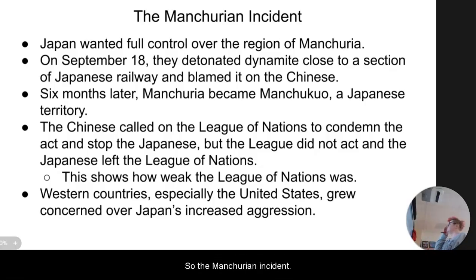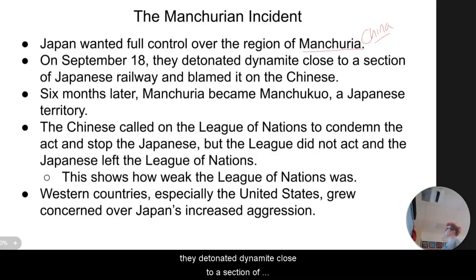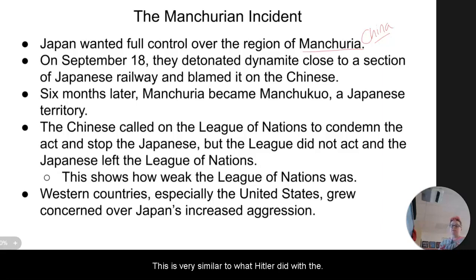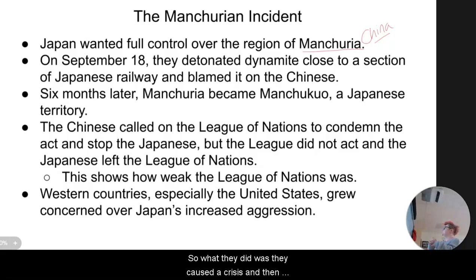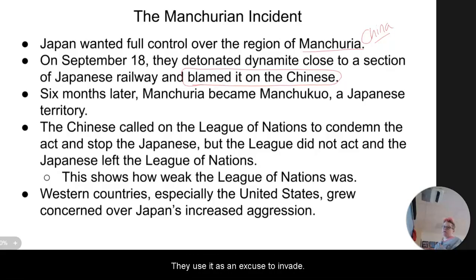So the Manchurian incident. Japan wanted full control over the region of Manchuria, and Manchuria is a section of China. On September 18th, they detonated dynamite close to a section of Japanese railways and blamed it on the Chinese. This is very similar to what Hitler did with the burning of the Reichstag. They caused a crisis and then blamed it on the Chinese before moving forward. They used it as an excuse to invade.